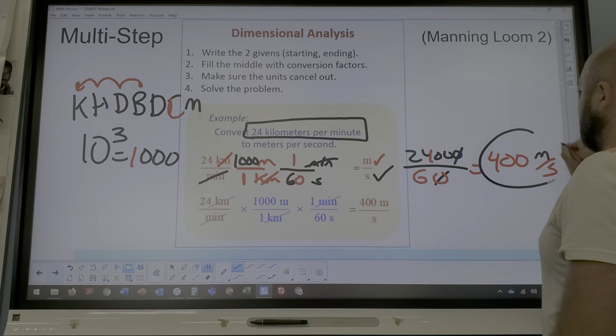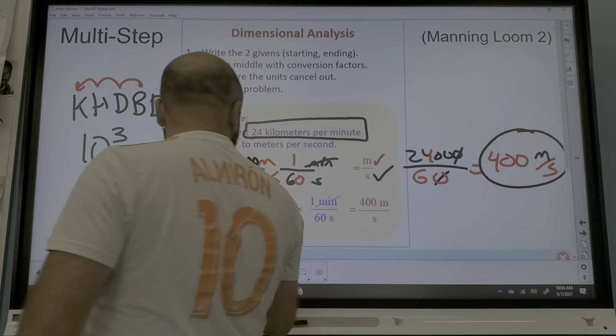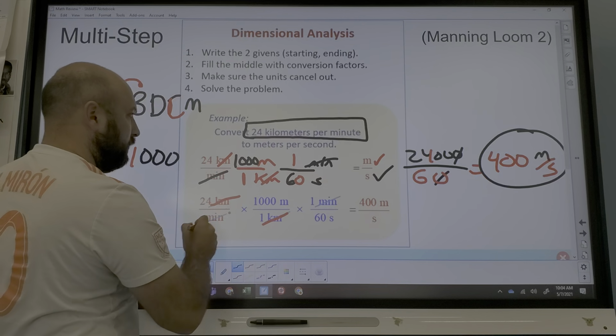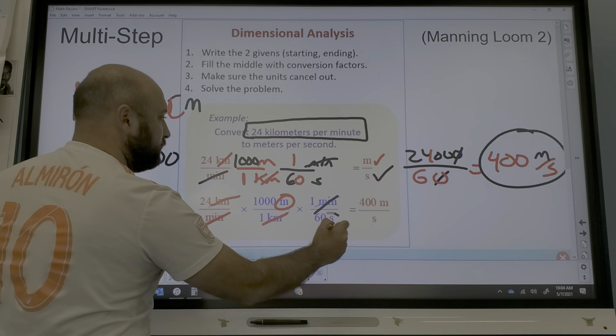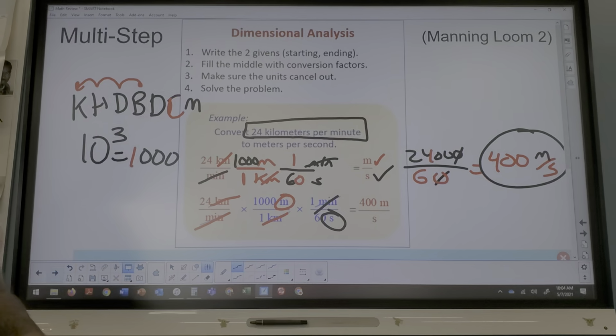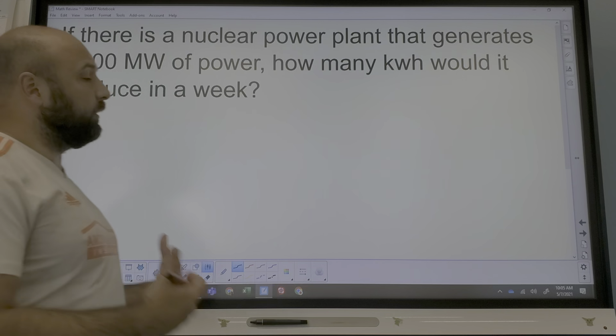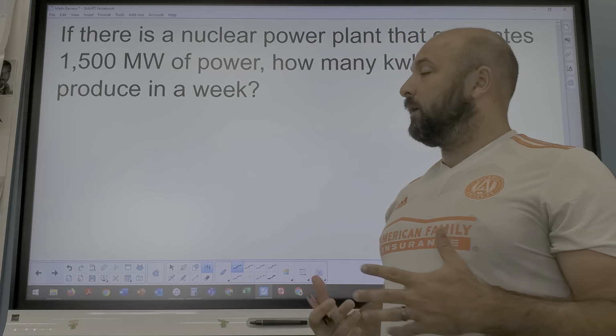There we go. That's how you do a dimensional analysis. It's a long setup here, you see, with different units canceling each other out, to leave you with the units that you do want, and using conversion factors in between. So let's get to a real problem here. This is one of the ones you're going to want to do.